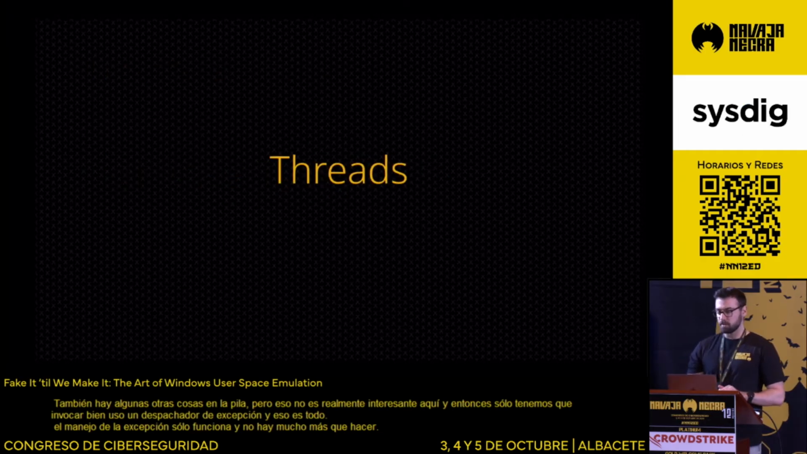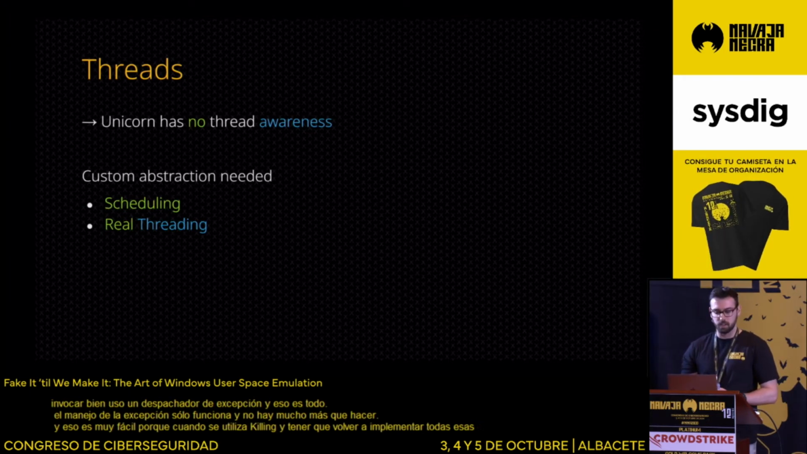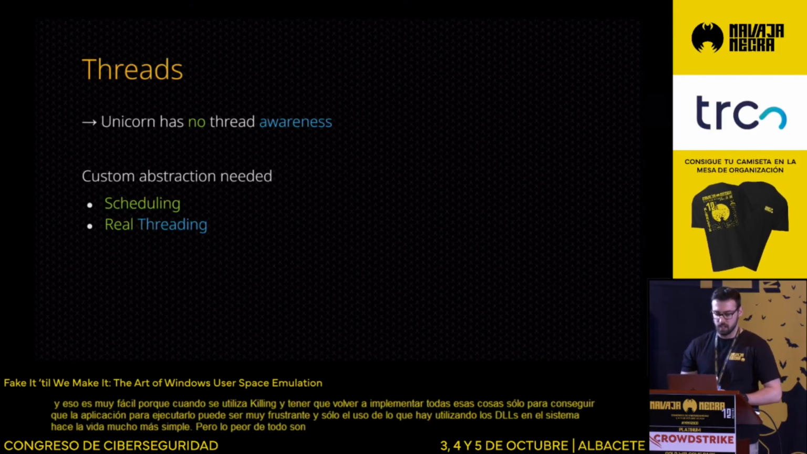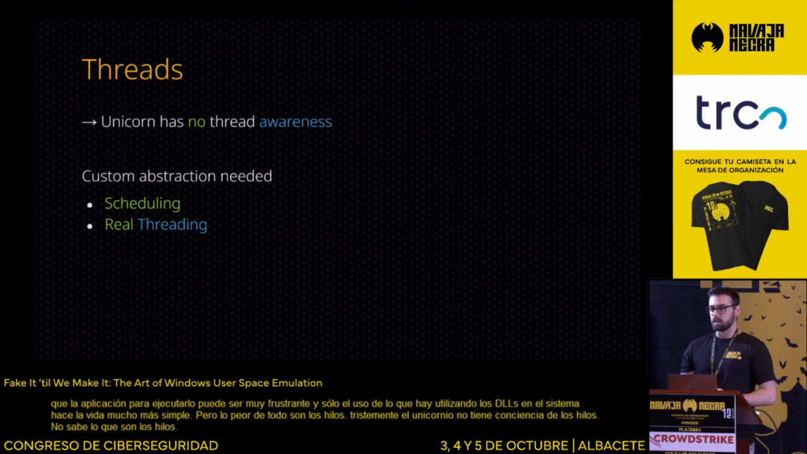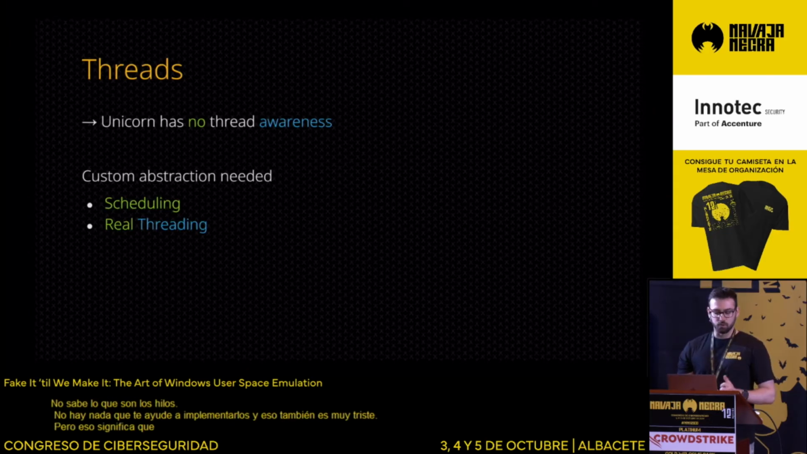But the worst thing of everything is threads. Sadly, Unicorn has no awareness of threads. It doesn't know what threads are. There is nothing that helps you to implement them, and that's also very sad. But that means that a custom abstraction is needed. And there are two different ways to implement those. For example, you could use scheduling or real threading.